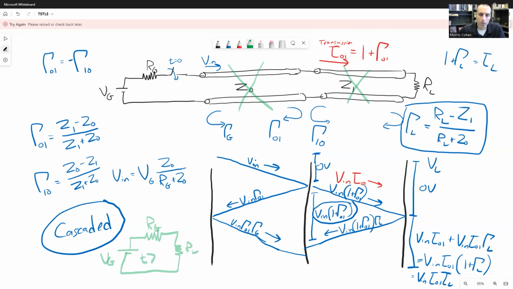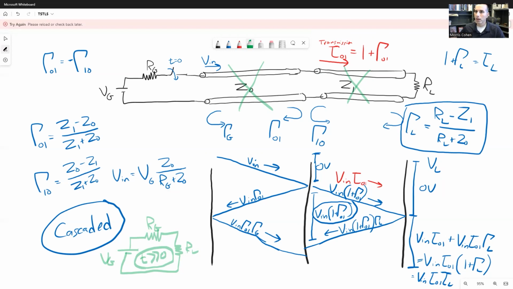And for a long time in the future, the circuit should precisely reproduce this. The voltage that's on the load will simply be VG divided between RG and RL, and we're going to expect the same amount of current on RL as we would have expected in this case as well. But of course, this is only after a long time, when we reach the steady state. So that's cascaded transmission lines.